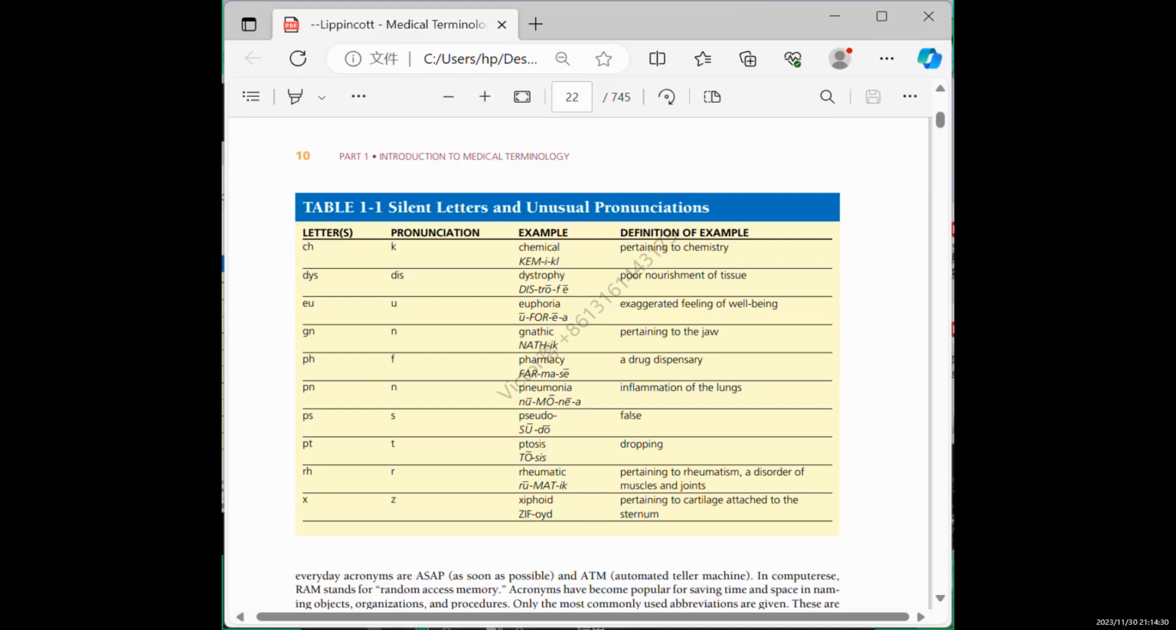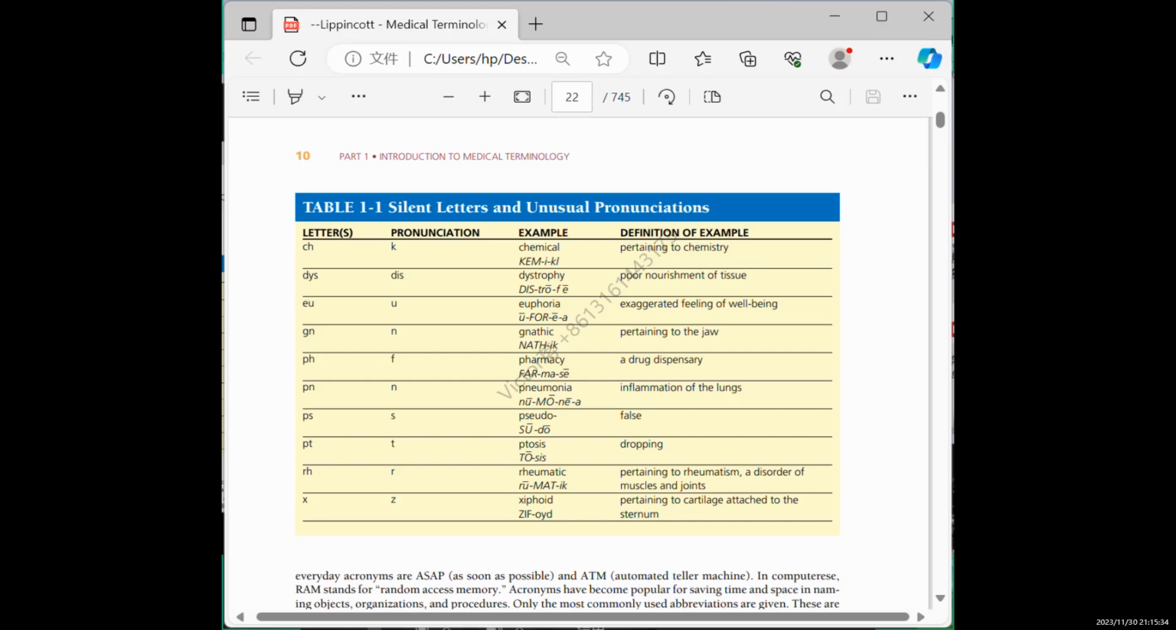How can you attach importance to the letters as well as their corresponding pronunciations? CH means K, as in chemical, so I have put it into chemistry. DYS, read DIS, dystrophy. Actually, dys means not good. Trophy, STR-strophy, means some kind of nutrition or nourishment. So here, dystrophy means lack of nutrition or poor nourishment of tissue, right? Without an adequate supply of oxygen, blood, nutrients, as we know, the blood brings in oxygen and carries out carbon dioxide, right? So without an adequate supply of blood, certainly the tissue will be in dystrophy, in lack of nourishment.